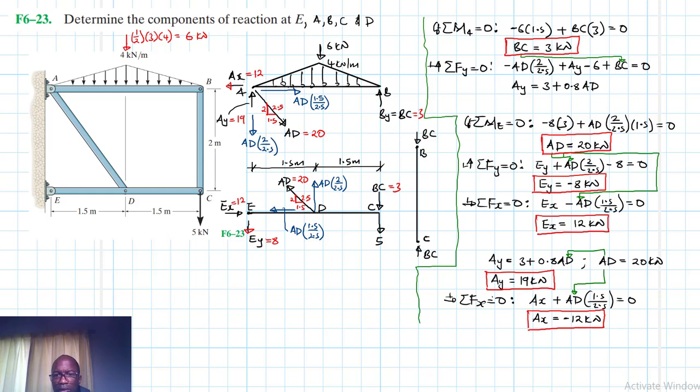We have found all the reaction forces, right? 1, 2, 3, 4, 5, 6. Great. This is BC, which is 3.